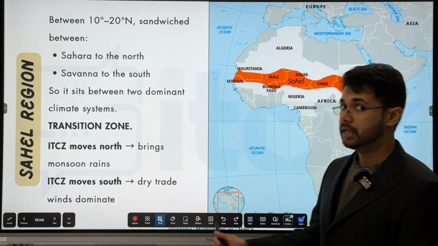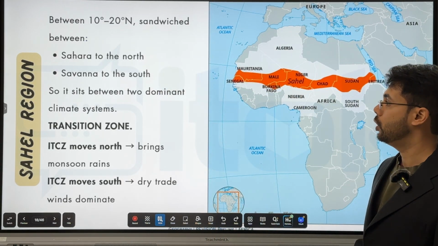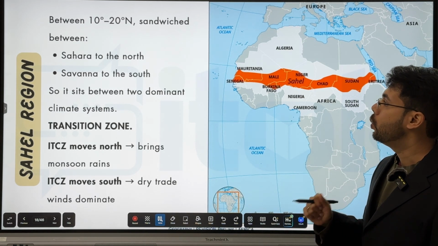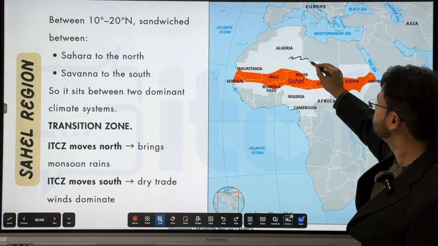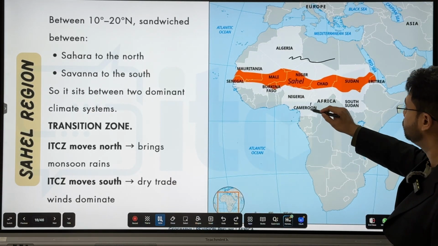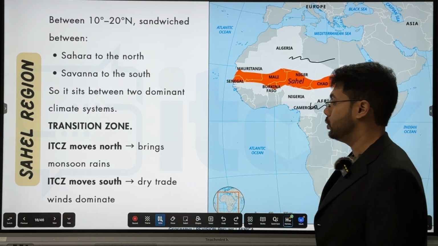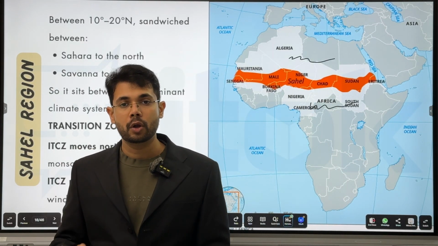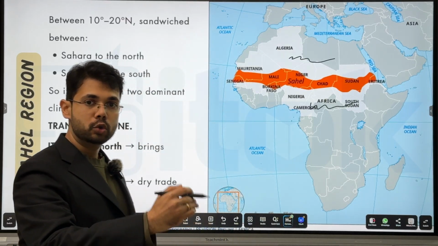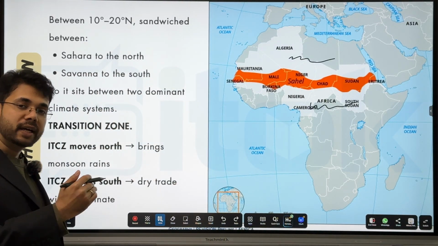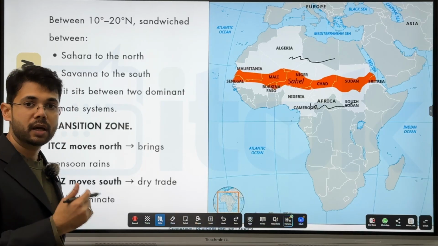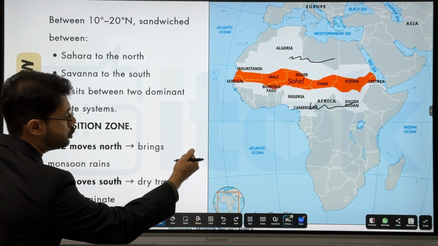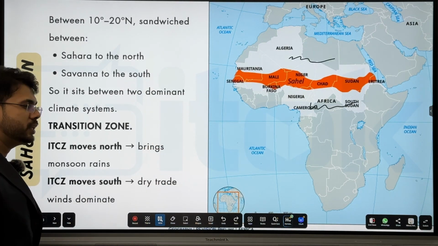Now we are coming to the Sahel region, as I had explained to you. There are two dominant climate systems over here. One is the Sahara, the second is the savanna, grasslands to the south. As I had said, there has to be a transition. Once we come down from the desert towards the equator, we cannot go directly to the equator. There will be a branch. From the Sahara, we branch down to the Sahel region. So, what is the Sahel region?